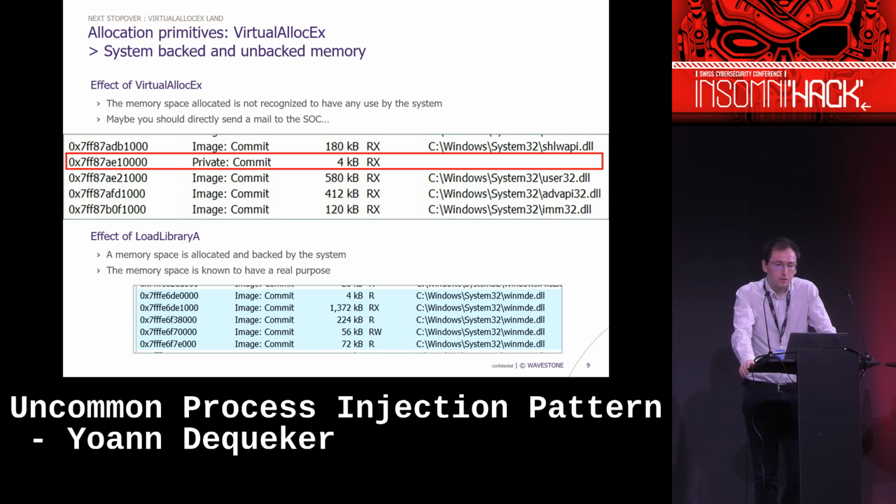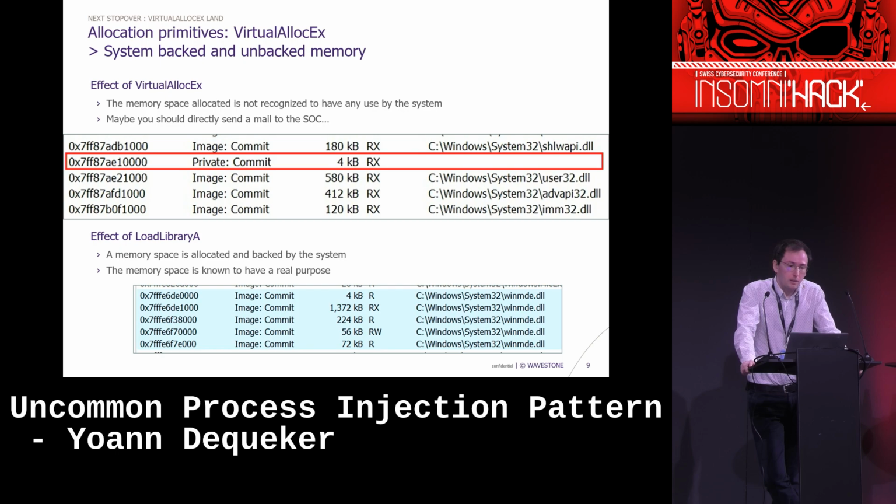So the operating system knows why this memory section exists and how it is used. When you use VirtualAlloc, you can choose the size and the protection, but you can't map a file to it. So if someone looks at the memory space of the process, he will see a memory section that is not linked to any file, that is not known by the operating system, and that doesn't have any known use case. So it's kind of suspicious.